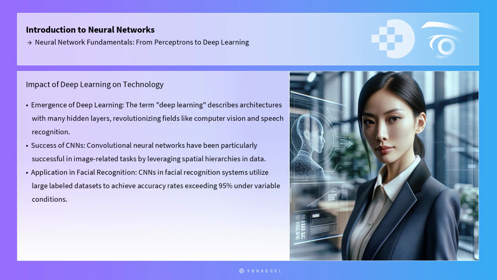They leverage spatial hierarchies in data through convolutional and pooling layers, allowing the model to learn spatial hierarchies by convolving the input data with a set of learnable filters. The practical application of CNNs can be seen in facial recognition systems, which utilize large labeled datasets to achieve accuracy rates exceeding 95% in identifying individuals under variable conditions.